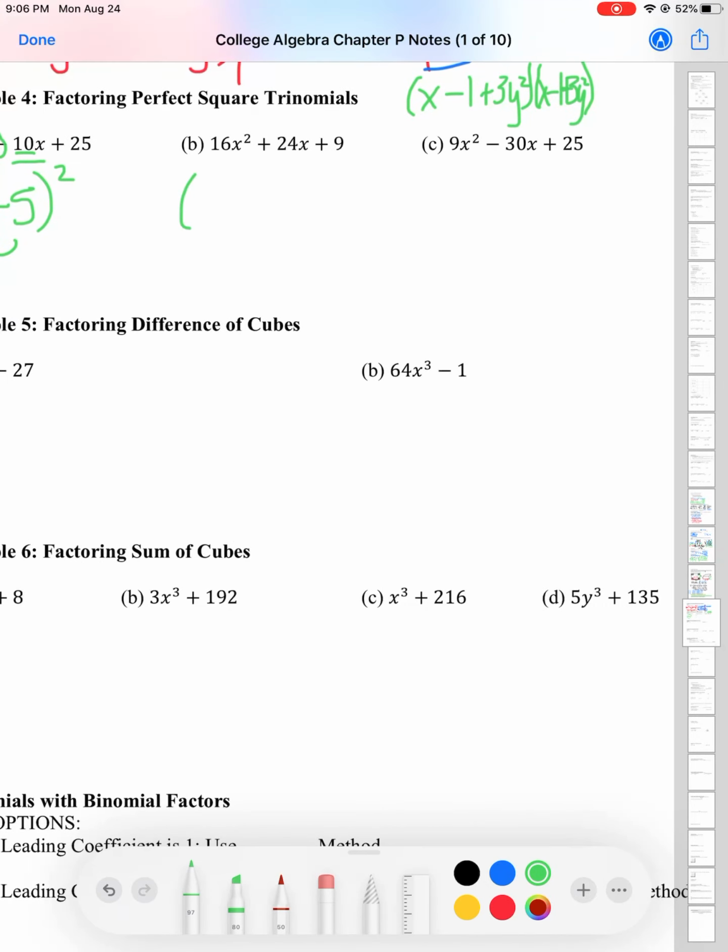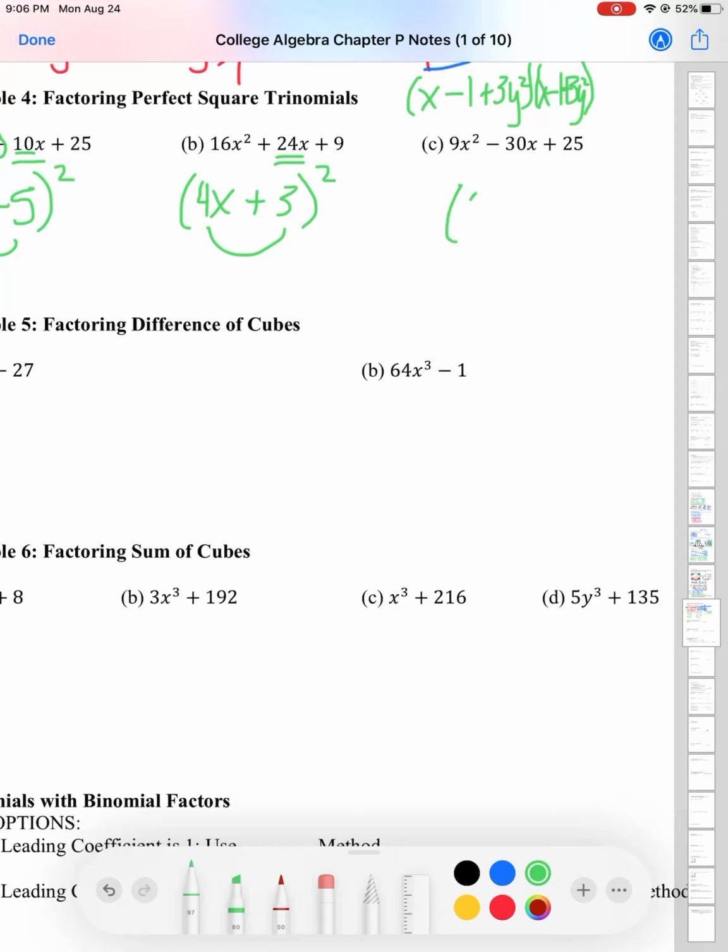So when we try it on B, break down the first term, we get 4x. It's a plus. Break down the last term, we get 3. Square the binomial. When we double the square, 4x times 3 is 12x. When we double it, we do get 24x. So we are good to go.